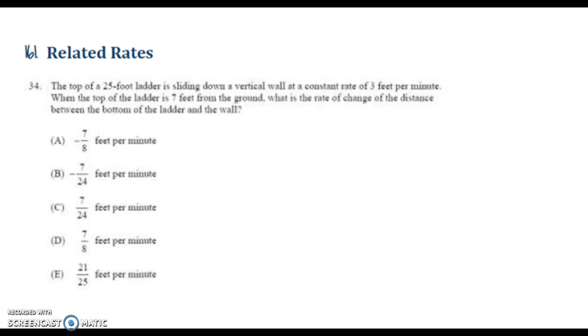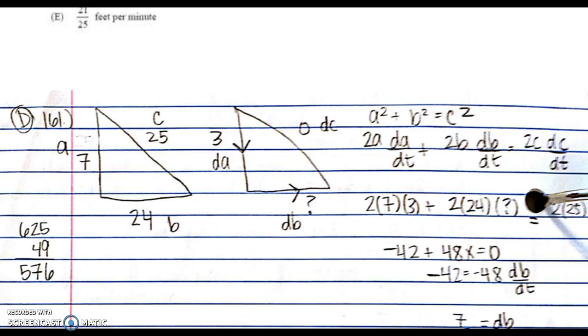Oh, this is the ladder problem. I think I actually assigned this to you guys at some other point in the year. So this is my dimensions for my ladder. And these are my rates for my ladder. Use the Pythagorean relationship and kind of just plug and chug from there.